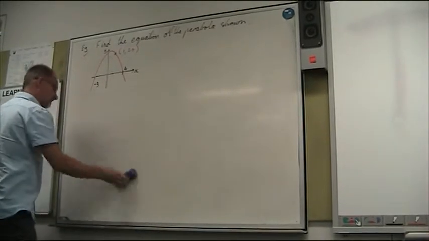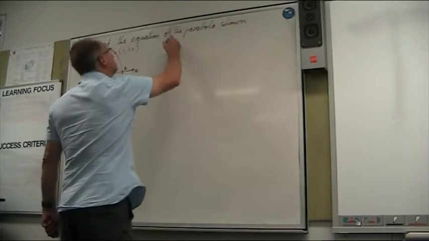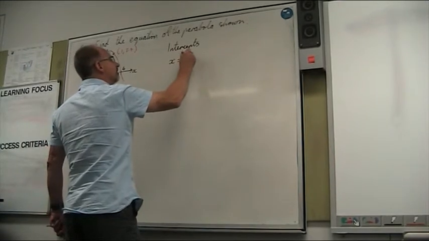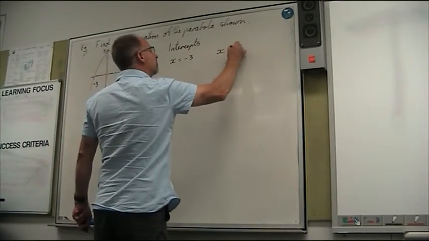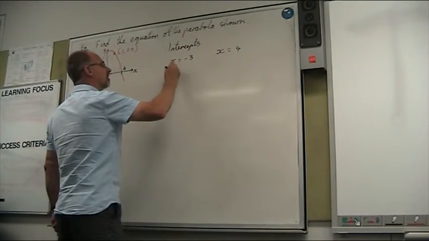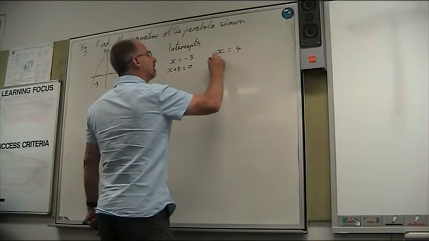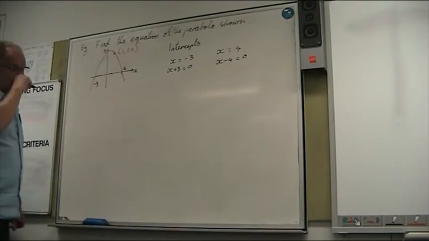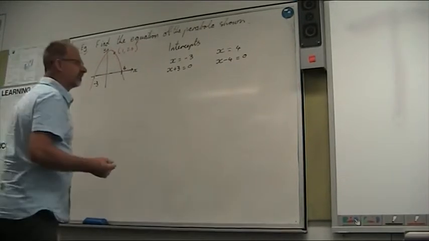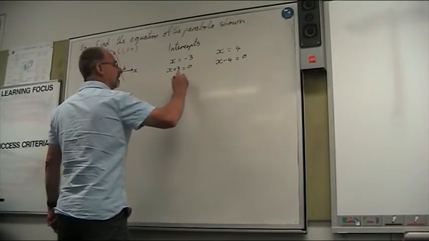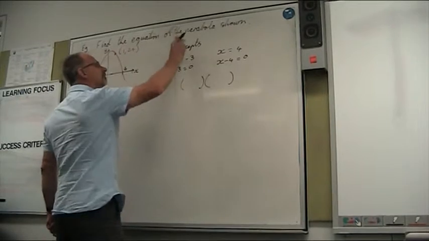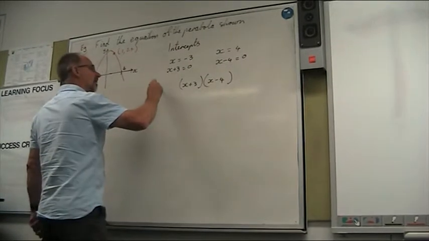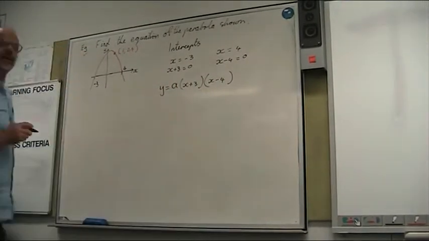Alright, so we've got some intercepts. X equals -3 and x equals 4. So if I add 3 to both sides, x plus 3 equals 0. Take 4, x minus 4 equals 0. And so remember that looks a bit like factor law in reverse. So these two factors that we've got from these intercepts, x plus 3 and x take 4, and there could also be a dilation.